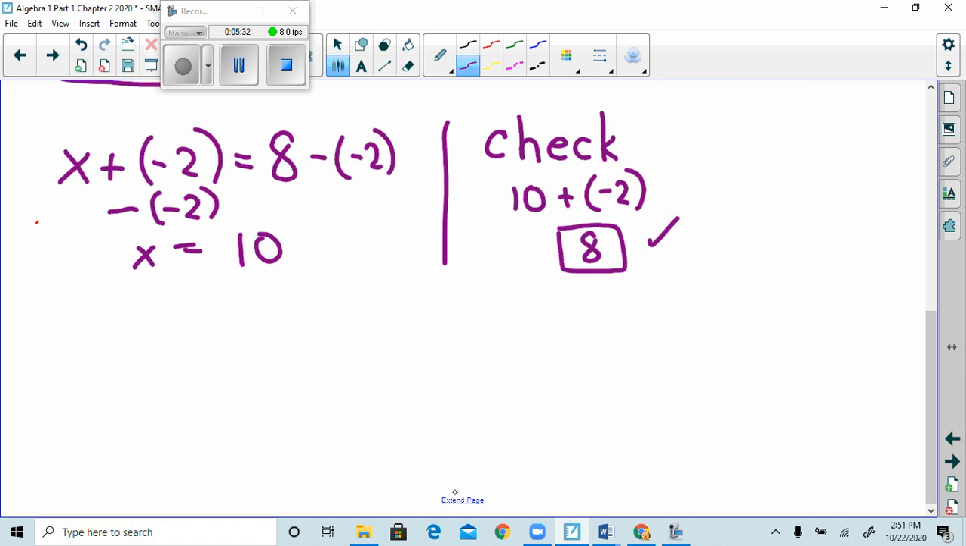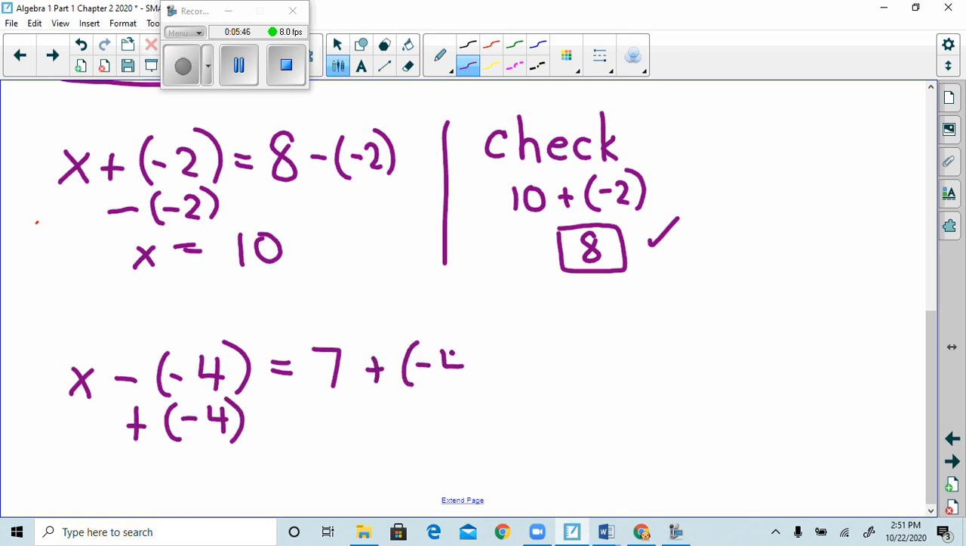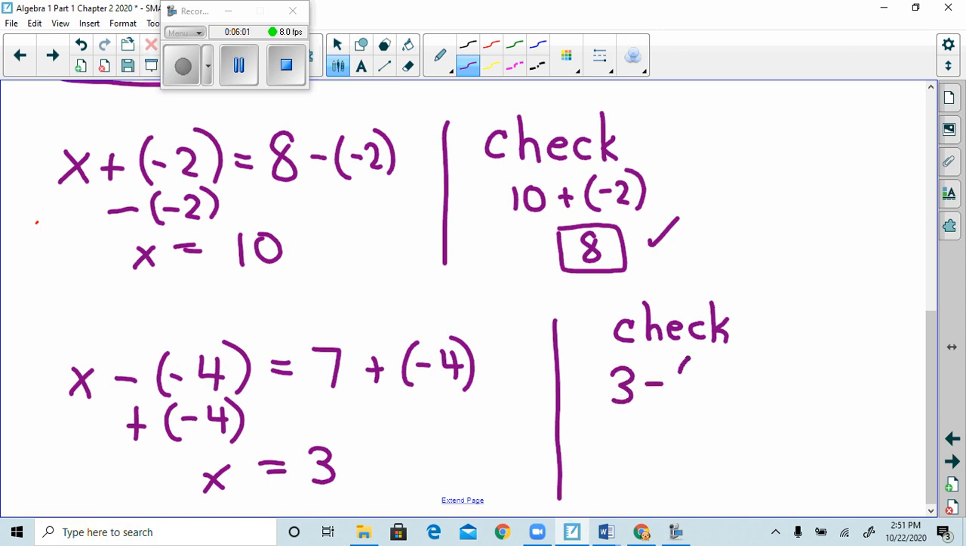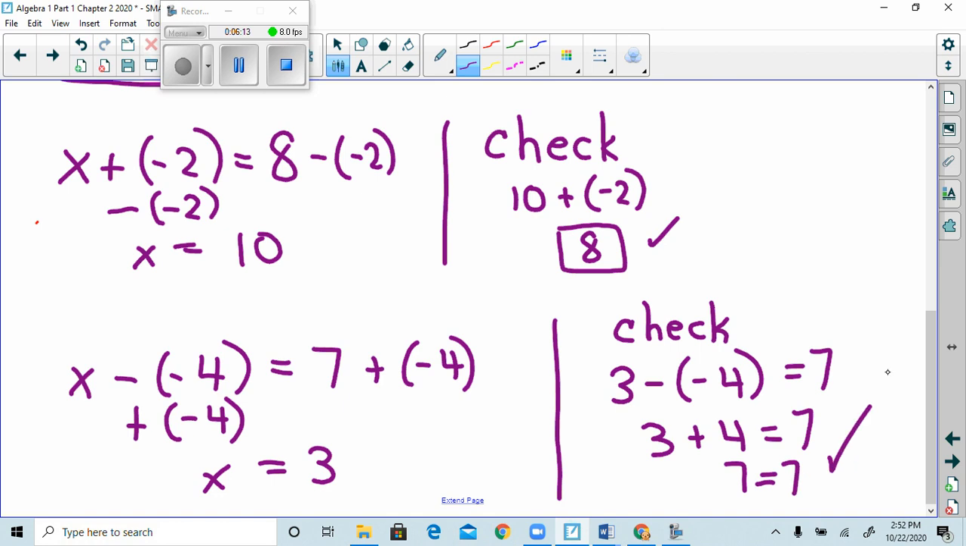We'll also see the same with a subtraction. I could have x minus a negative 4 equals 7. I'm going to add a negative 4 to both sides. Let's add negative 4. I then simplify this. This cancels out, and I get x is equal to 3. I don't know if that's right. I have to do a check. I'm going to check by taking that value of x, 3, into my original equation, and I want to know, does that equal 7? Well, when I subtract, I add the opposite. When I simplify, I get 7 equals 7, and it works.